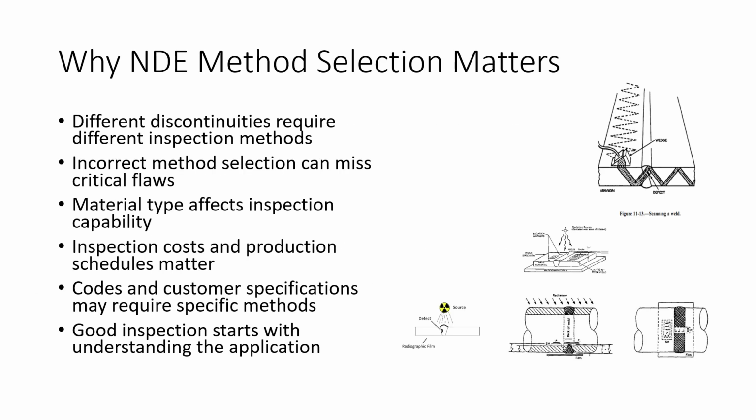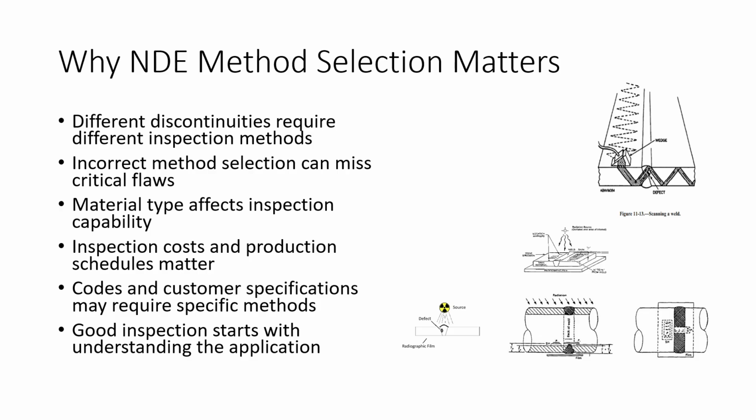So why does NDE selection even matter? Why do we even care? Can't we just pick one and go with it? Well, not really. Grown-up time. Because different discontinuities are going to need different inspection methods. Some things we can just find on the surface. Some things we're going to need a volumetric method. We need X-ray vision or ultrasound to get down inside the part and see if we left something in there. If we don't pick the right method, we can miss critical flaws, and this can be bad.